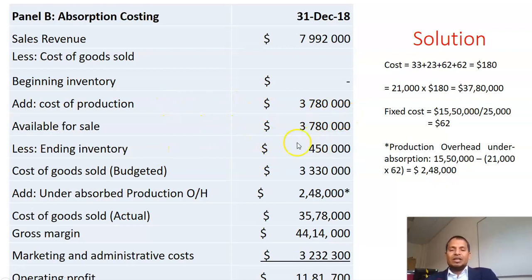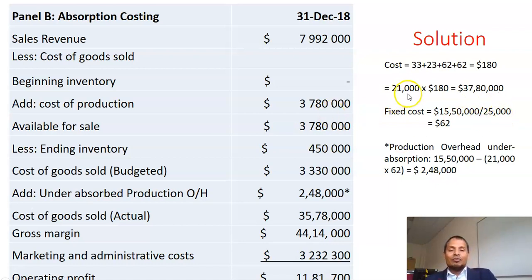And then deduct ending inventory, ending units 2,500 as we saw before: 21,000 production, 18,500 sold, so 2,500 ending inventory, 2,500 times 180. So you'll get ending inventory. If you deduct ending inventory from production cost or available for sale, then you will get cost of goods sold, budgeted according to budget.